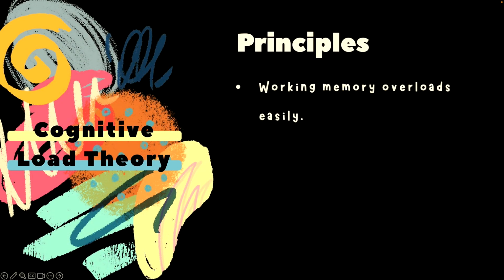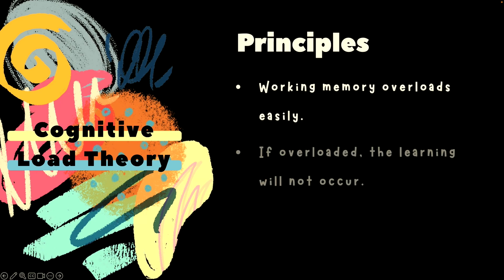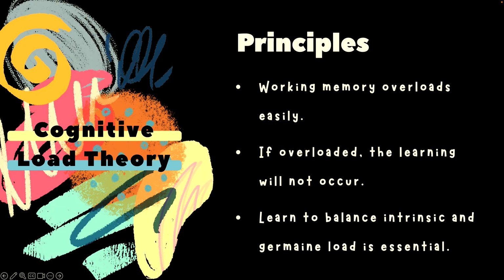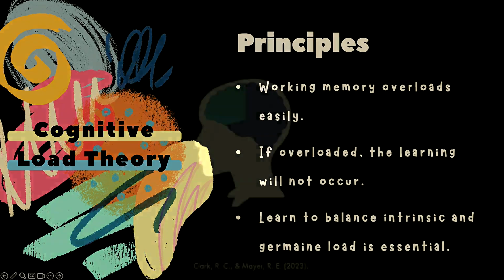Okay, so I'm going to keep going. The principle of cognitive load theory is that our working memory overloads easily, as I said previously, and if it is overloaded, learning will not occur. And we have to learn to balance intrinsic and germane load, and I'm going to talk about that right now. Great.